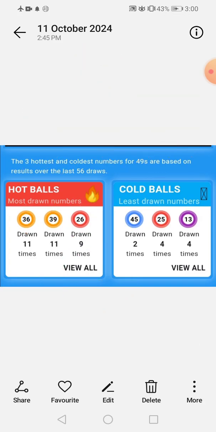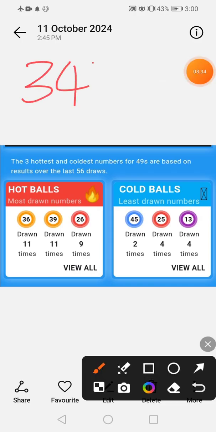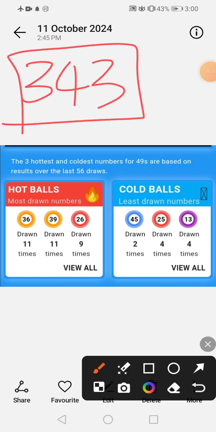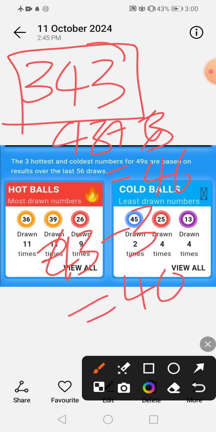Then we go again and say to the last code, say 3, 4, 3. So right there we got a 34 and a 43. So we're going to say 43 plus 3. 43 plus 3 equals a 46. 43 minus 3 equals a 40.